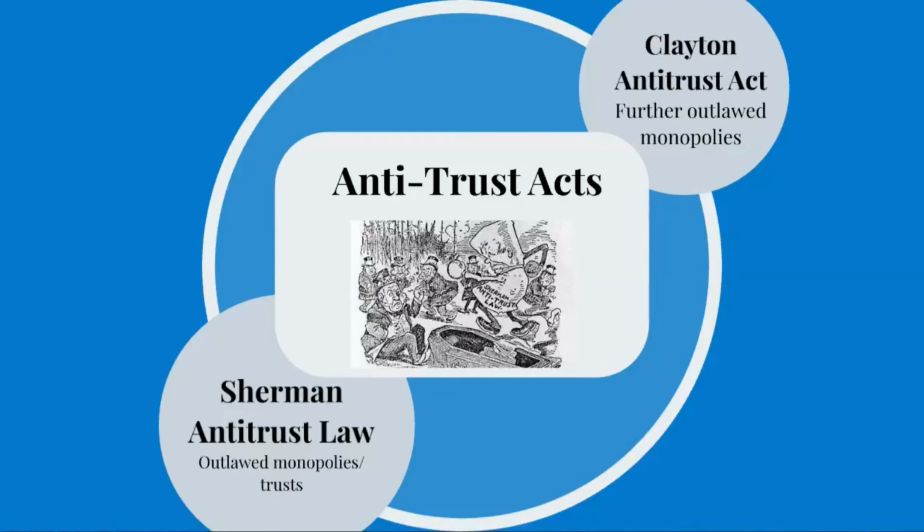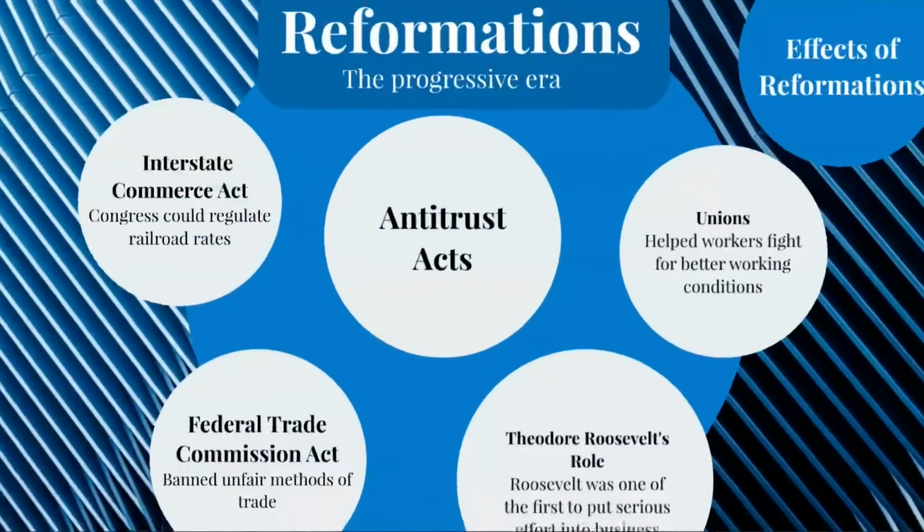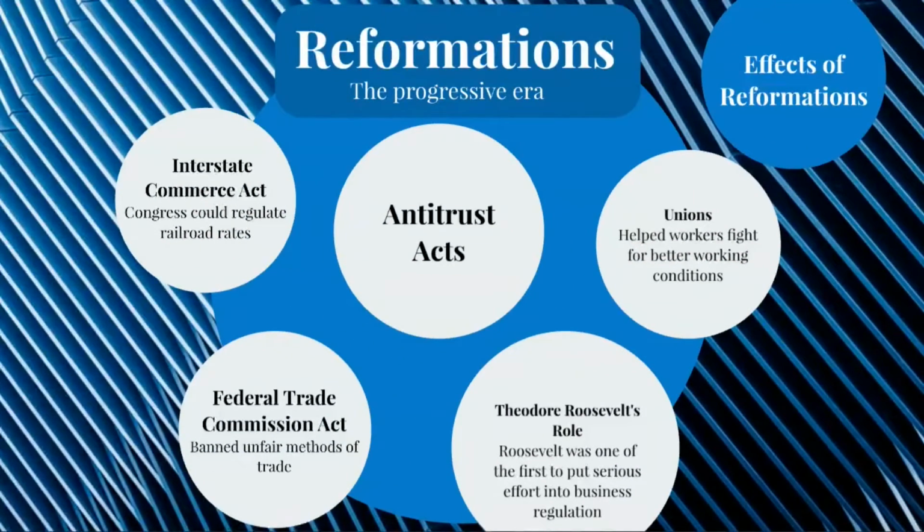The Federal Trade Commission Act, or FTC Act, banned the unfair methods of trade within businesses, and this act held businesses accountable for controlling one area of trade. Elected in 1901, Roosevelt believed that it was important to distinguish between good trusts and bad trusts, and greatly supported the regulation of monopolies and businesses.